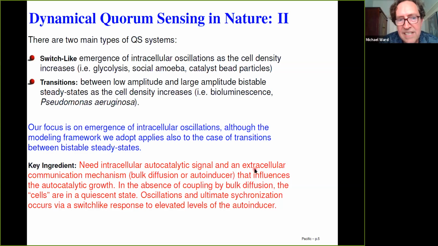But also an extracellular communication mechanism, which is this bulk diffusion field or autoinducer, that provides feedback to the autocatalytic growth. The idea here is that the oscillations and ultimate synchronization occur by a switch-like response to elevated levels of the autoinducer. All of a sudden, basically like a phase-type transition, the oscillations occur.